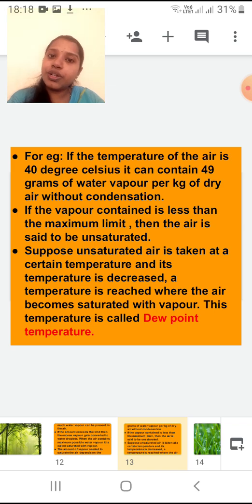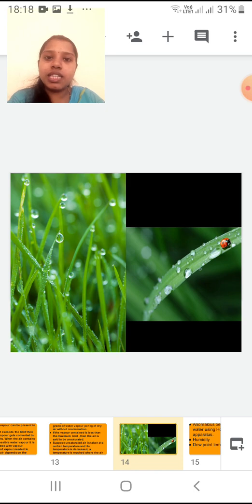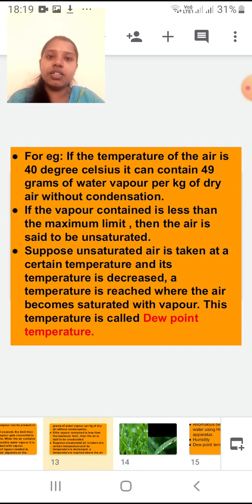All of you must know the formation of dew. If in the morning you walk on the grass, you will feel that the grass is wet. Why? Because the dew point temperature is reached. Here you can see the picture of the grass where dew formation has taken place. Here you can also see a bedbug on the leaf, and nice dew drops you can observe. I hope the dew point temperature is clear to you.